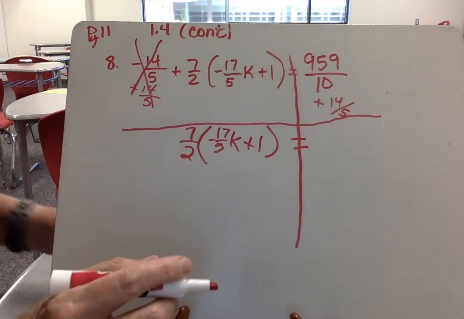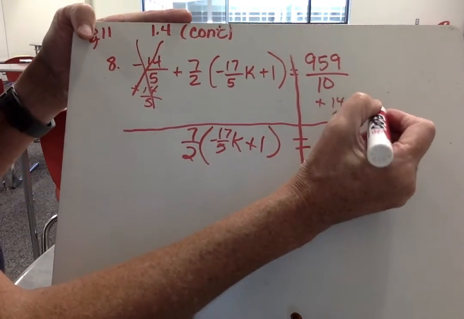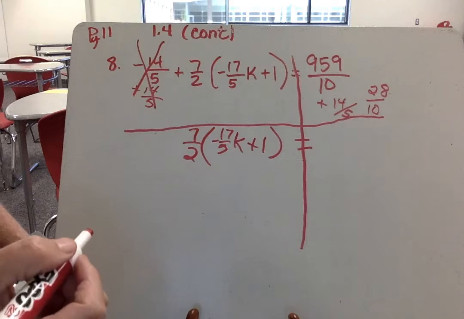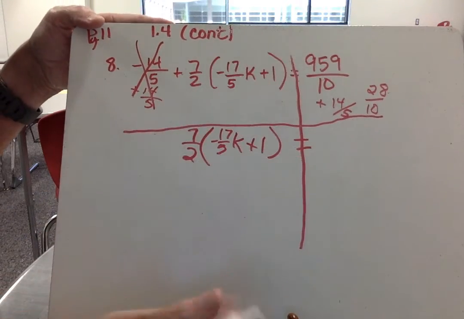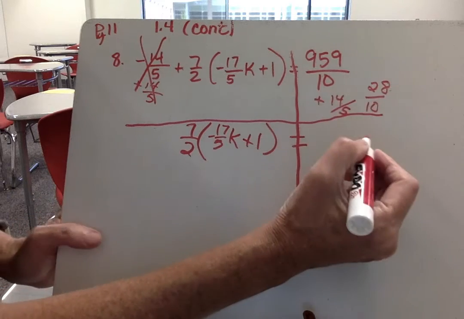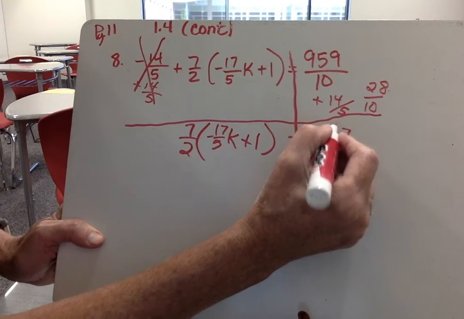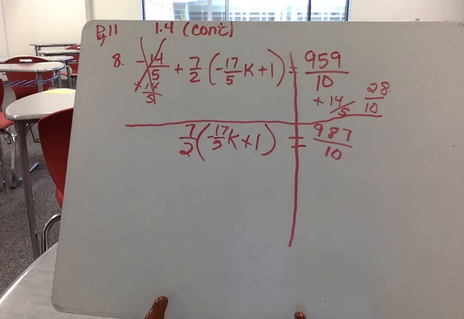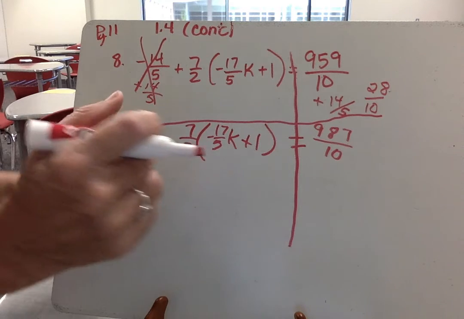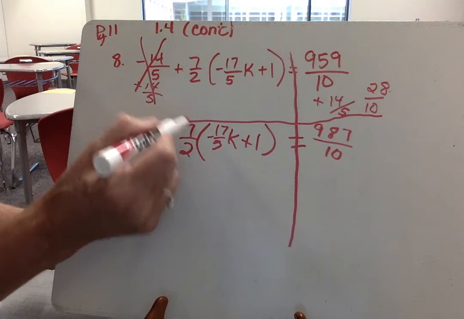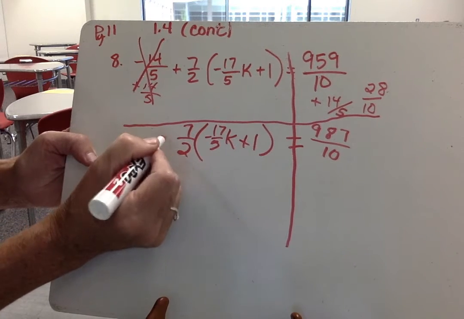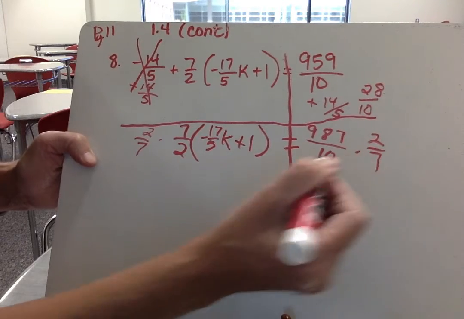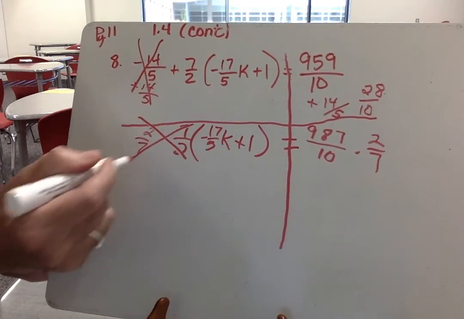Now, in order to add fractions, I need a common denominator. So I'm going to change that to tenths, and that would be 28 tenths. So then I add 28 and 959 tenths, and then I get 17, carry the 1, 987 over 10. Okay, then the next thing I want to do is I need to get rid of this improper fraction in the front. So I'm going to multiply by 2/7 here and multiply by 2/7 here. Okay, so that will get rid of all of that.